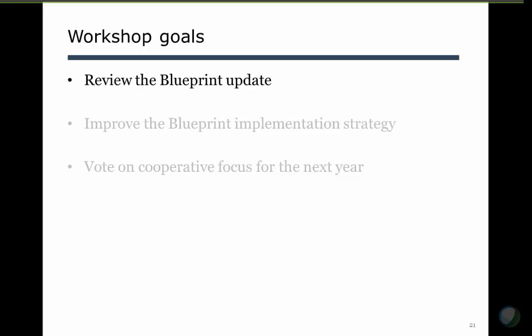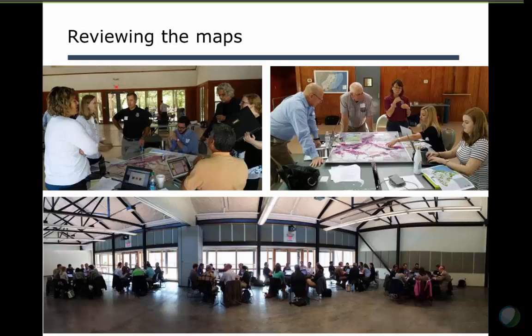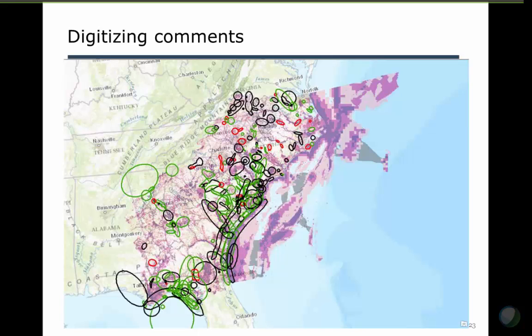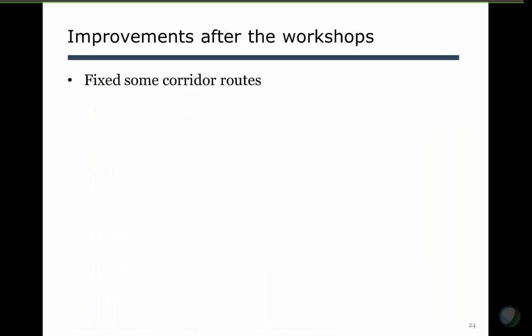So first thing, reviewing the blueprint update. For those who were there, you remember poring over some maps and circling some various areas and trying to identify things that might be missing priorities or over prioritized. And then after all of those, we digitized the different comments from the workshops. That has been really awesome and super helpful in making improvements after the workshop, and I think will be helpful in future versions as well. So I'll talk about how we've been using those, which is very cool.